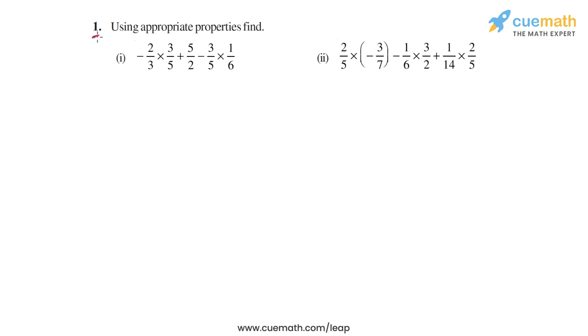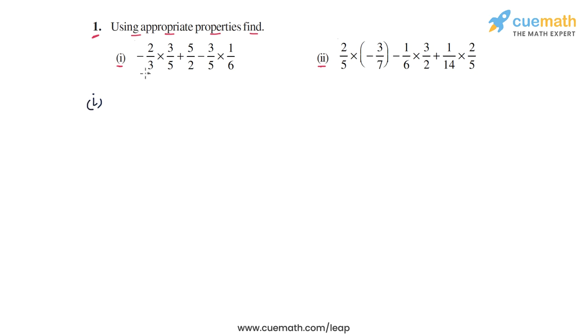In question 1, we have to use the appropriate properties to find the values of these two expressions that you see here. While we can find the values of these expressions without using any properties, this question wants us to use properties like commutativity and distributivity and simplify our calculations to find those values. So let's do that. Let's start with part 1.